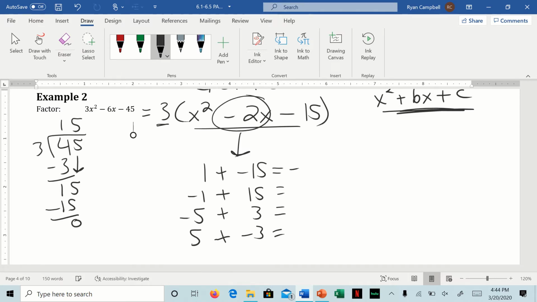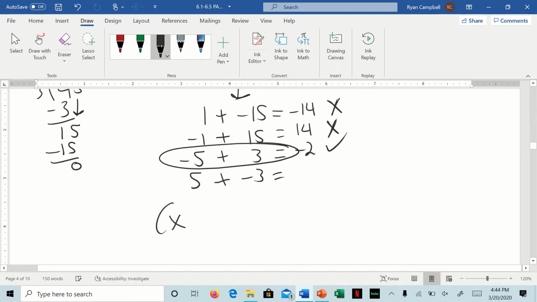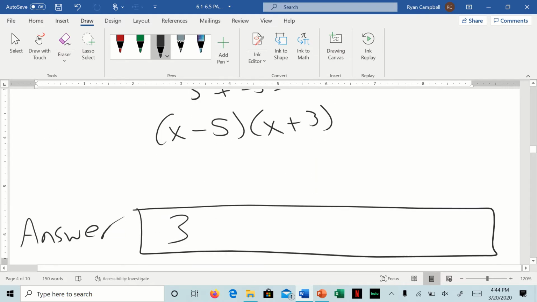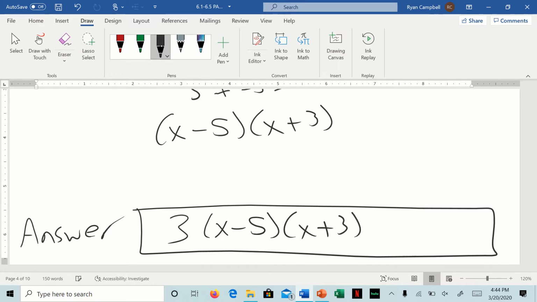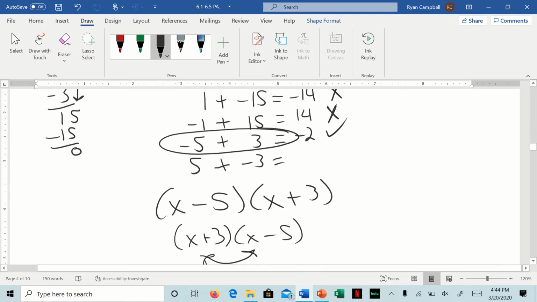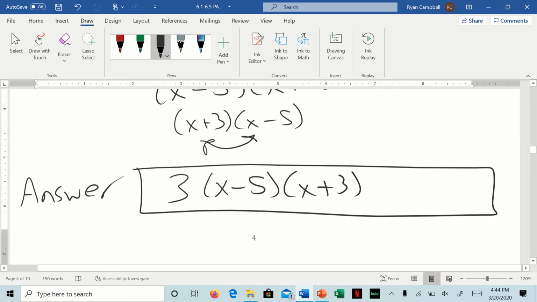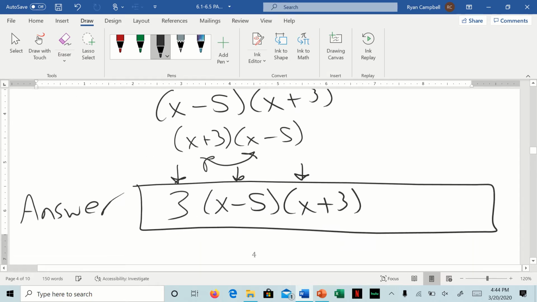So negative 1 plus negative 15 is negative 14, no go. Negative 1 plus 15 is positive 14, no go. Negative 5 plus 3 is negative 2. All right, so these are our numbers. So we know since it's a single x, it's x minus 5, x plus 3. And then our final answer needs to make sure to have that 3 out front. And if you wrote x plus 3 times x minus 5, that's fine too, right? We can interchange these all day long, not a problem. Good. All right. And since we have monomial and linear, right, we know we're done.